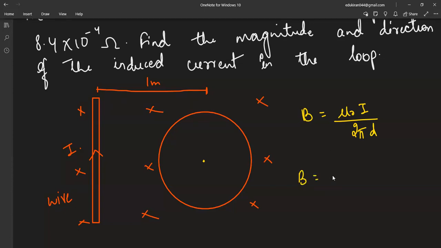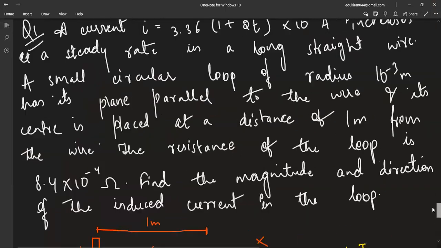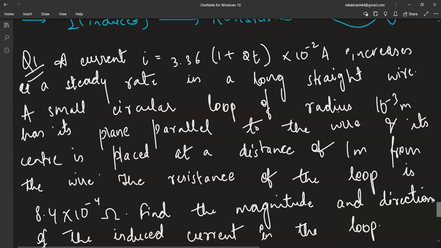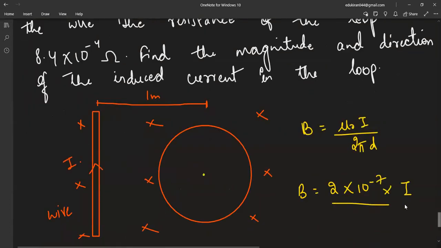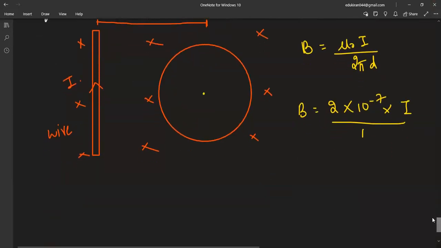So magnetic field will be what? Mu naught is 4 pi into 10 to the power minus 7. So 2 pi is already there, and 2 pi and 4 pi will get cancelled, and that will become 2 into 10 to the power minus 7. How much current is flowing? 3.36 into 10 to the power... Okay, let me write the current as I only. And what is the separation? Separation is 1, because 2 pi have already cancelled.